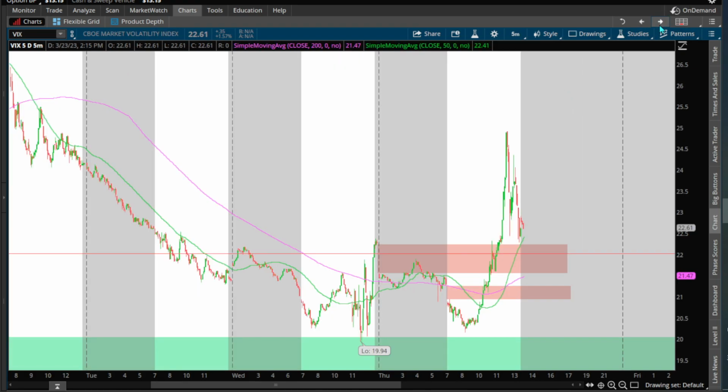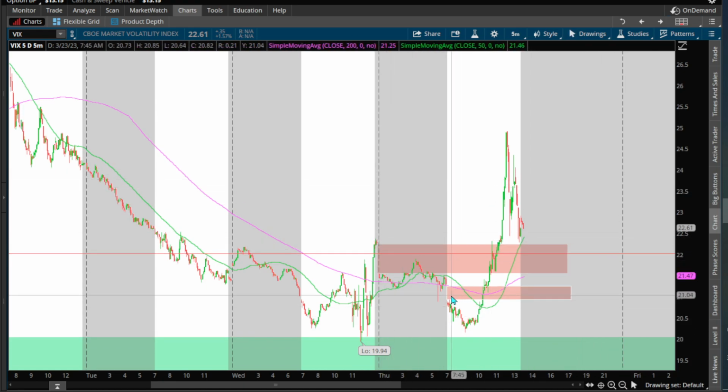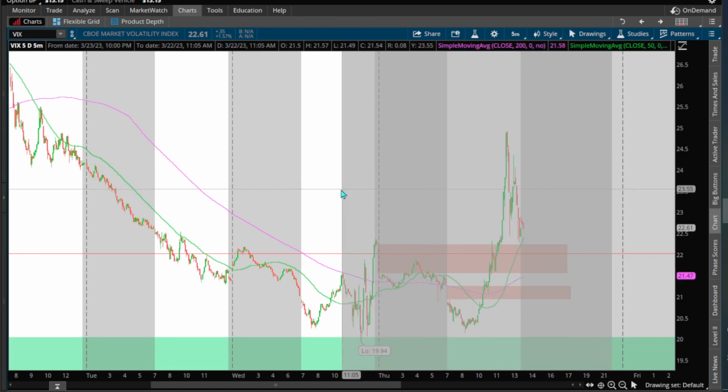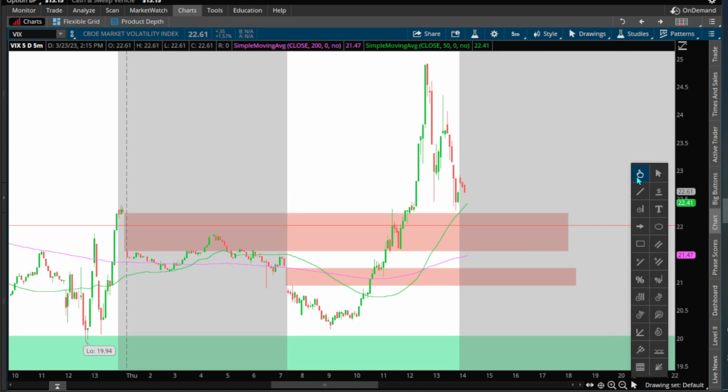Now, let's go ahead and look at the VIX. The VIX was obviously a tell as well, because look, we created two gaps right here. Let me zoom in a little bit. As you can see, VIX has two pretty big gaps.